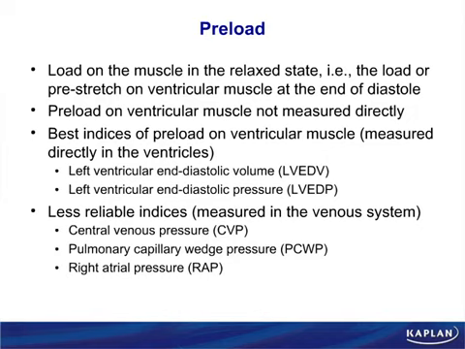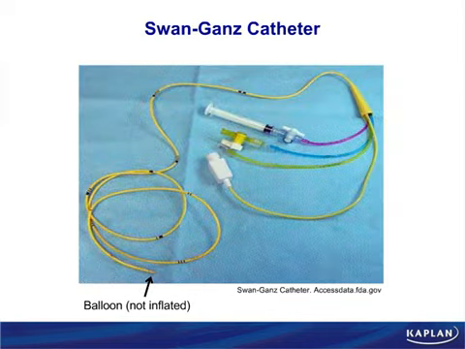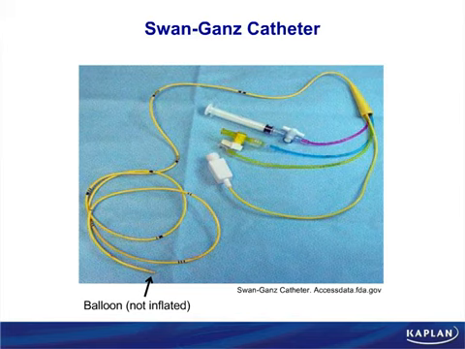CVP, wedge pressure, right atrial pressure, all of these are telling you the same thing. They're telling you preload to the heart. Here's a picture of that totally cool Swan-Ganz catheter. How do we measure pulmonary wedge pressure? We utilize this Swan-Ganz catheter.